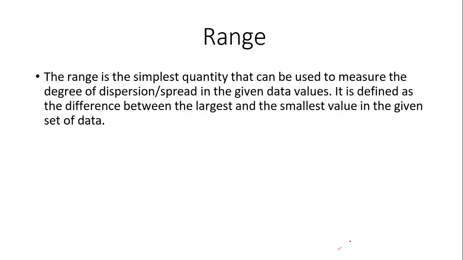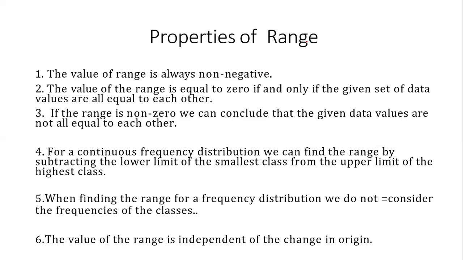Now the range is the simplest quantity that can be used to measure the degree of dispersion and the spread in the given data. So how much dispersion is in the given data? Simple. Range is the difference between the largest value and the smallest value. The property of the range is that the value of the range is always non-negative. The value of the range equals 0 if and only if the given data values are all equal to each other. In that case only the value of the range is going to be 0.